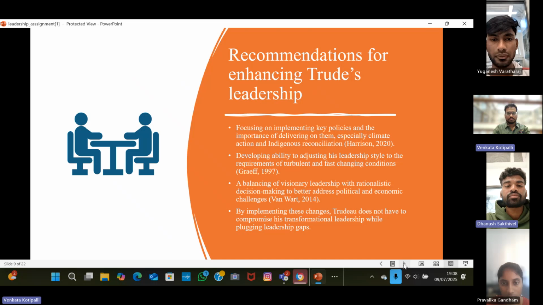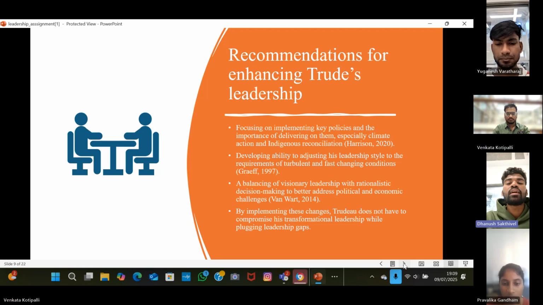The next slide is recommendations for enhancing Trudeau's leadership. The most important things are focusing on implementing key policies and the importance of delivering on them, especially climate action and indigenous reconciliation, developing the ability to adjust his leadership style as required in turbulent and fast-changing conditions, and balancing visionary leadership with rational decision making to better address political and economic challenges, as well as the flaws, by implementing these changes.